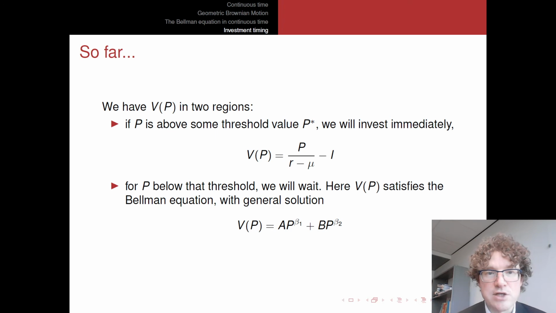So where do we stand so far? We have v as a function of p. We know that as p is above some value, p star, we will make the investment immediately, so v of p will be equal to the NPV. That's the first bit. On the other hand, below this threshold, we will be in the waiting regime, so we will not get any cash flows, but v of p will satisfy the Bellman equation without these cash flows. And we figured out its solution. In general, it looks like a combination of these two power functions.